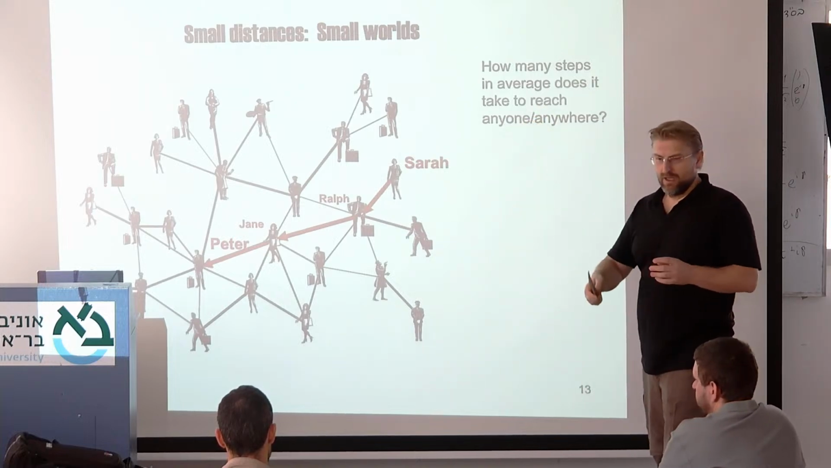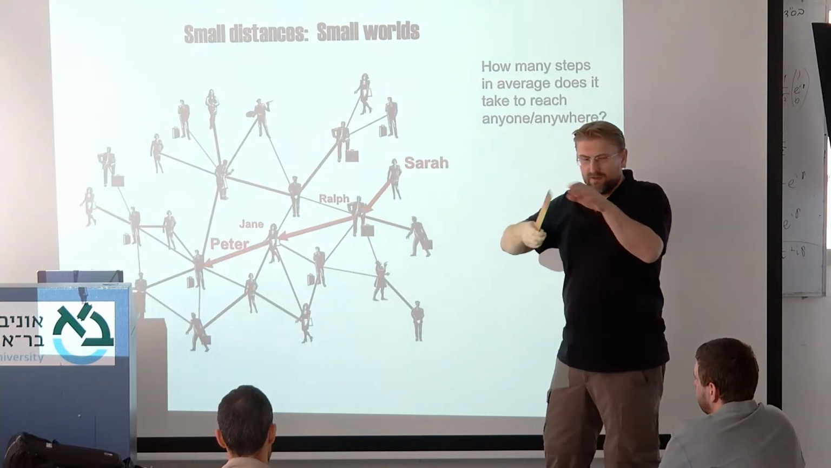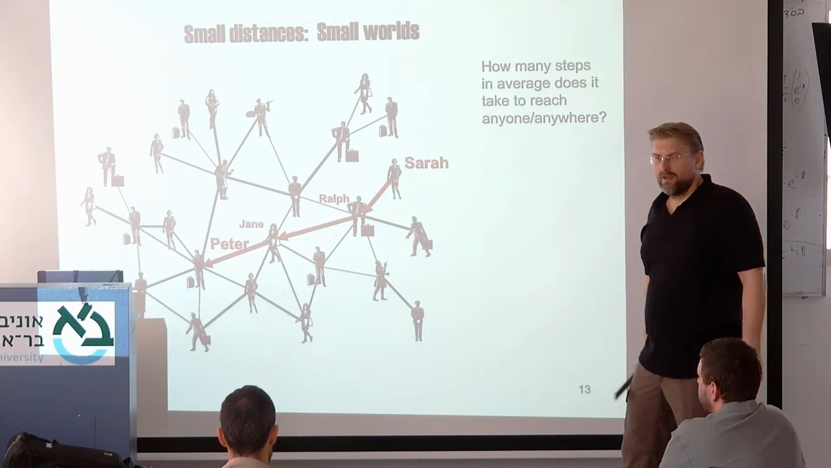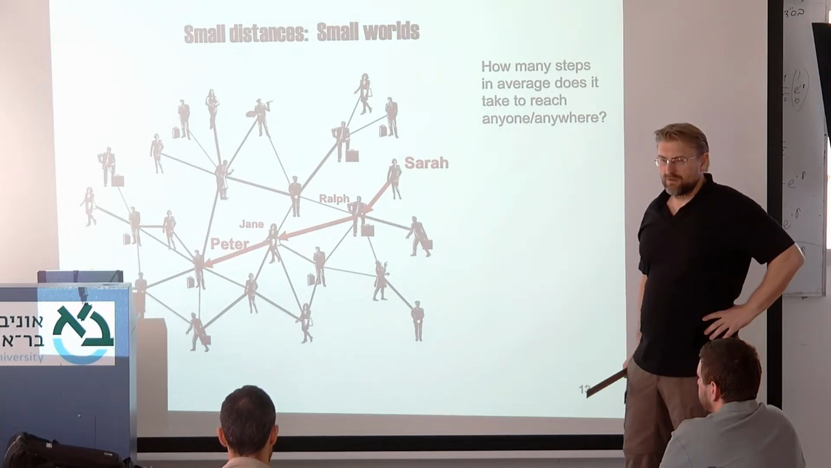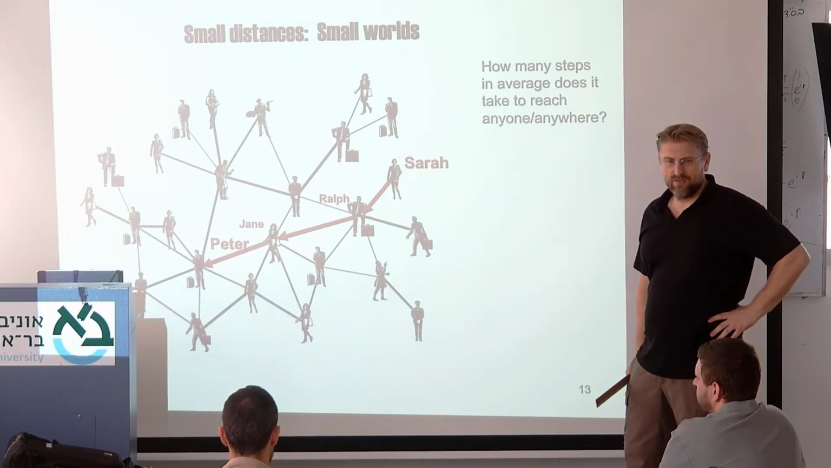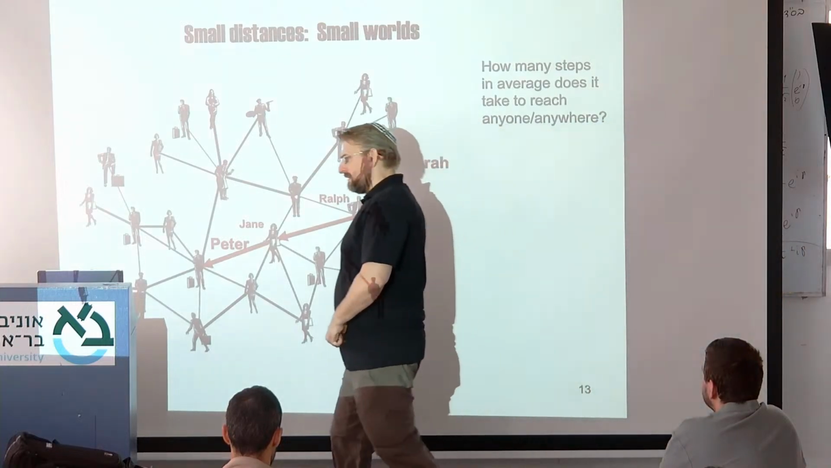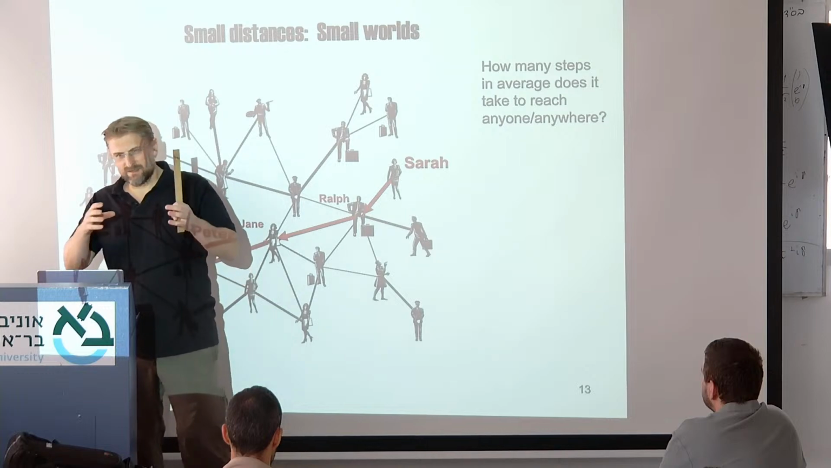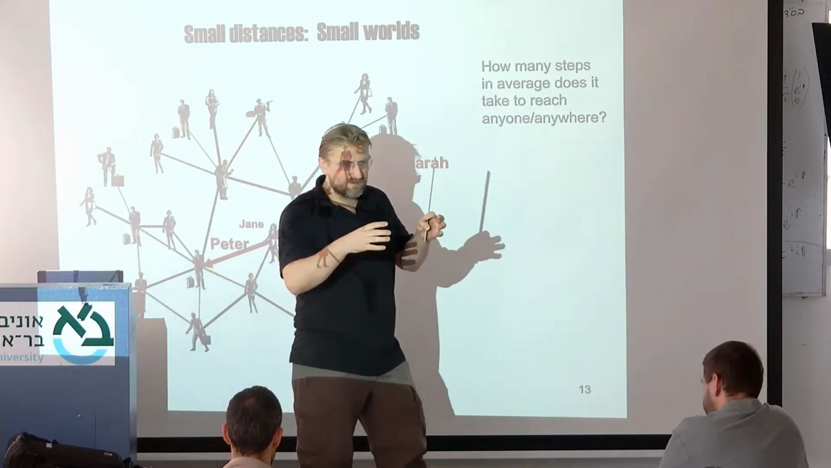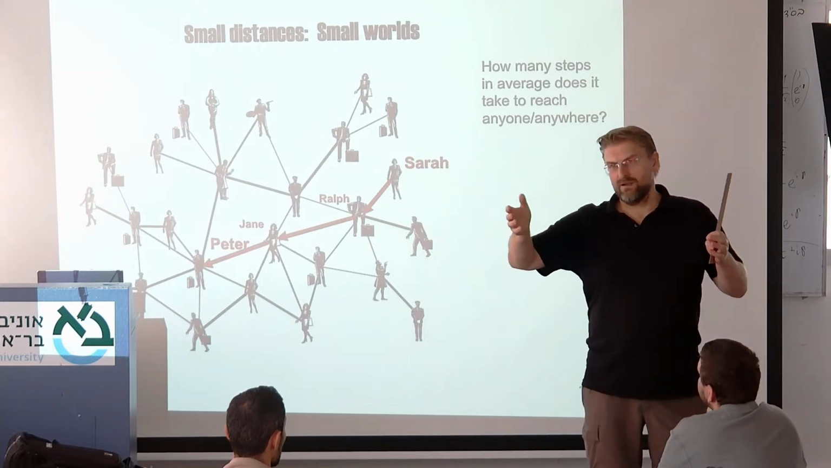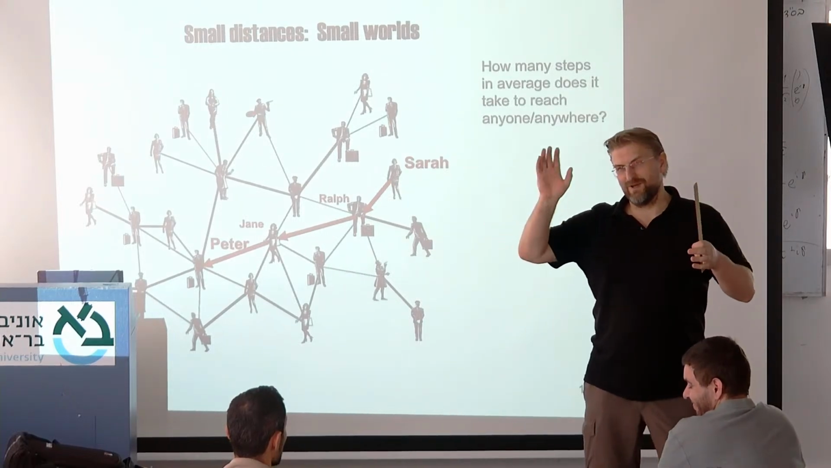You can run this with the computer many times and then make an average. How long would it take on average to reach anyone? 7. 7 is good. It actually depends what we are looking at, right? If we are looking at, for example, Chabad, it's only 3. I mean, everybody knows it.